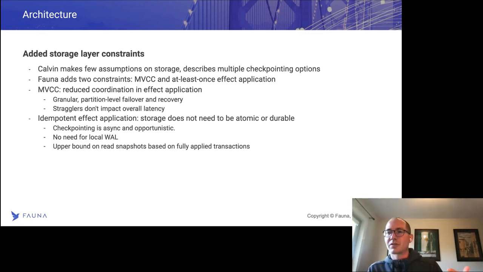The nice thing here is that checkpointing can be totally async and opportunistic, based on memory pressure or low quiescence in the system. And there's no need for any local write ahead log or durability. Our demands on the storage implementation itself are much less. The log layer is essentially the global write ahead log for the entire system.